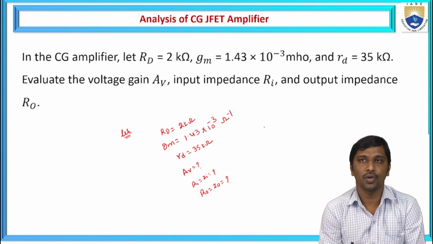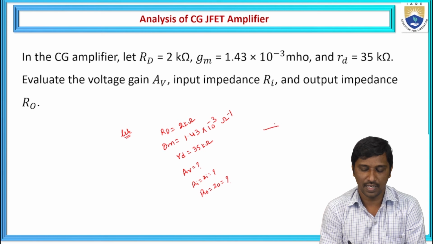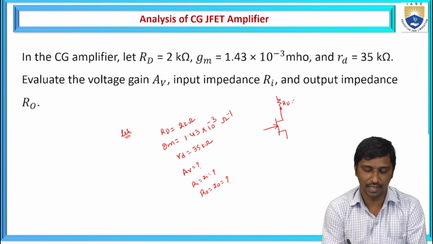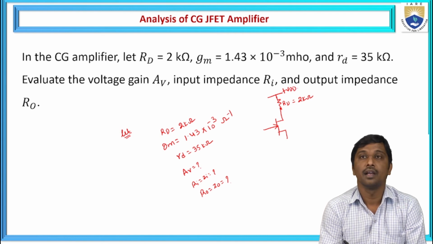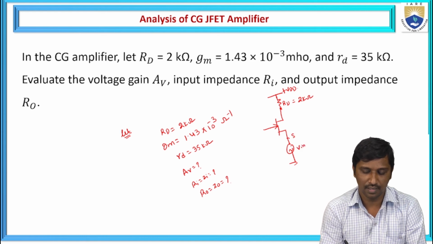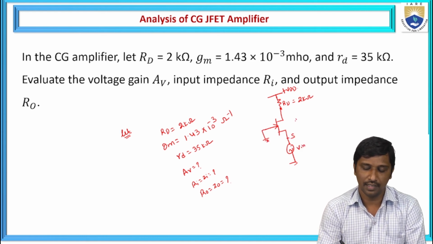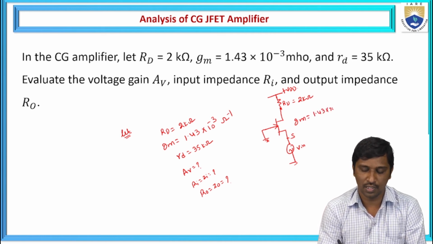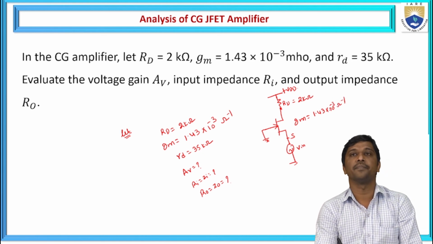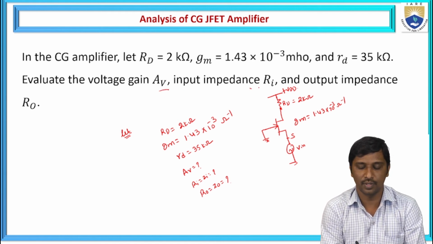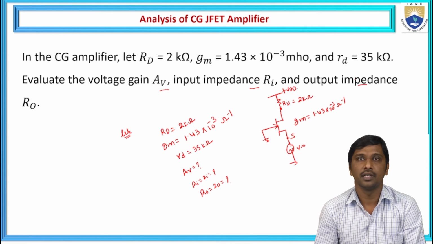If you want to draw the circuit for the given specifications using an N-channel JFET, let us consider the drain is biased with RD equal to 2 kilo ohms, and it is biased with some VDD. On the source side, it is connected to input voltage Vin, and the gate is connected to ground. Based on these transistor properties, the transconductance is 1.43 into 10 to the power of minus 3 ohm inverse. So by using the specifications, now we are going to determine the voltage gain, input impedance, as well as the output impedance.